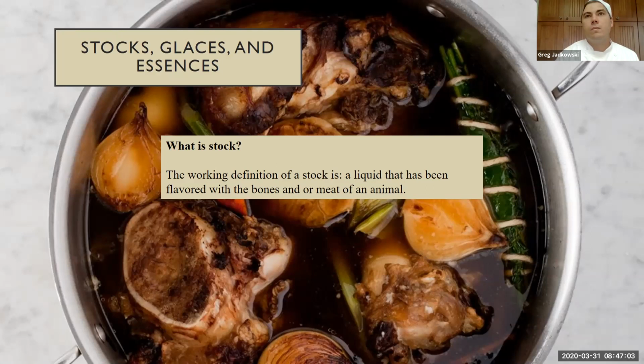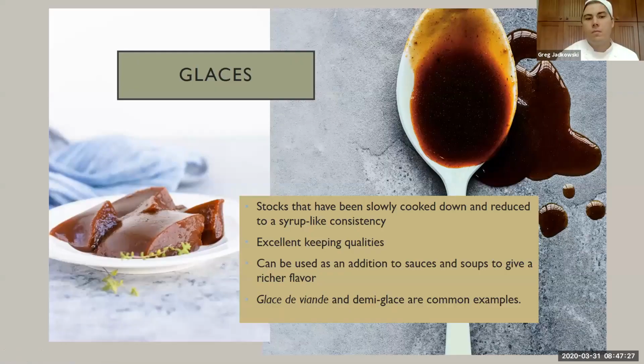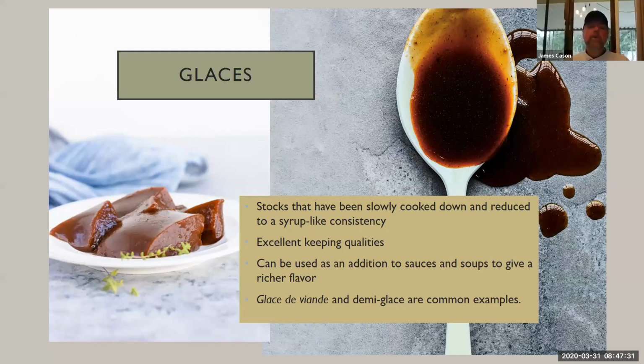This looks like a pretty good stock they have going there. Of course, that's for a nice picture, but we have the marrow bones right here, and then these look like shallots. And this is their bouquet garni. So a glace, that's what this is. That's how it's pronounced, a glace. A glace is a stock that has been slowly cooked down and reduced to a syrup-like consistency.